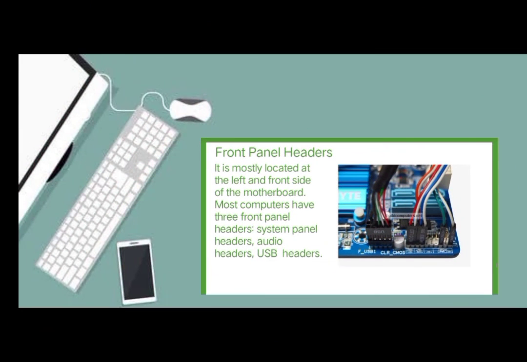The ninth one is the front panel headers. It is mostly located at the left and front side of the motherboard. Most computers have three front panel headers: the system panel, the audio, and the USB headers.